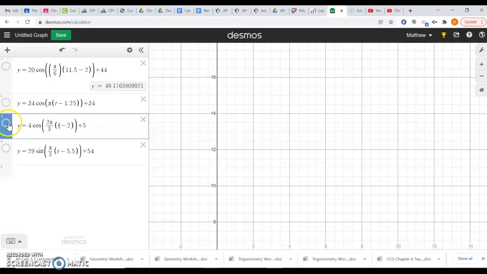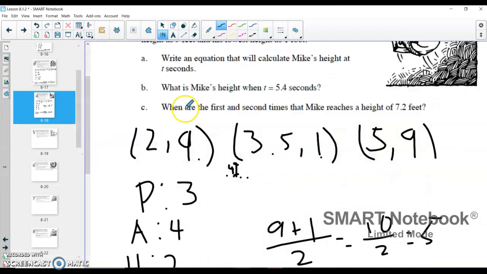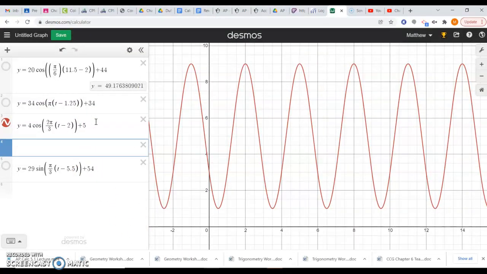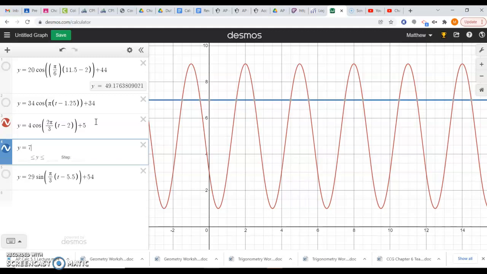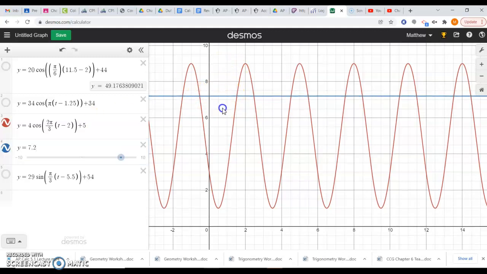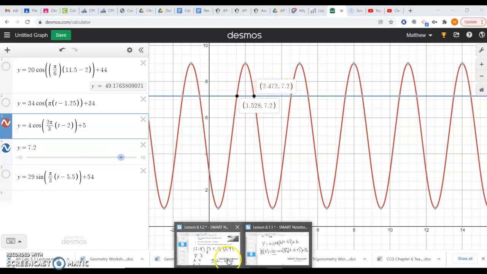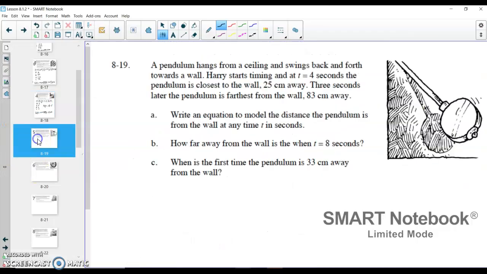We go back to t and we actually graph it. We get this equation here. And it's going to ask us, when are the first and second times that Mike reaches a height of 7.2 feet? Similar to what I did last time, I'm going to set a y equal to 7.2. The first time it happens is negative. I don't want to take that one. I want only positive. So the first one's actually here. We get to a 7.2 height at 1.528. And we get the second time at 2.472.